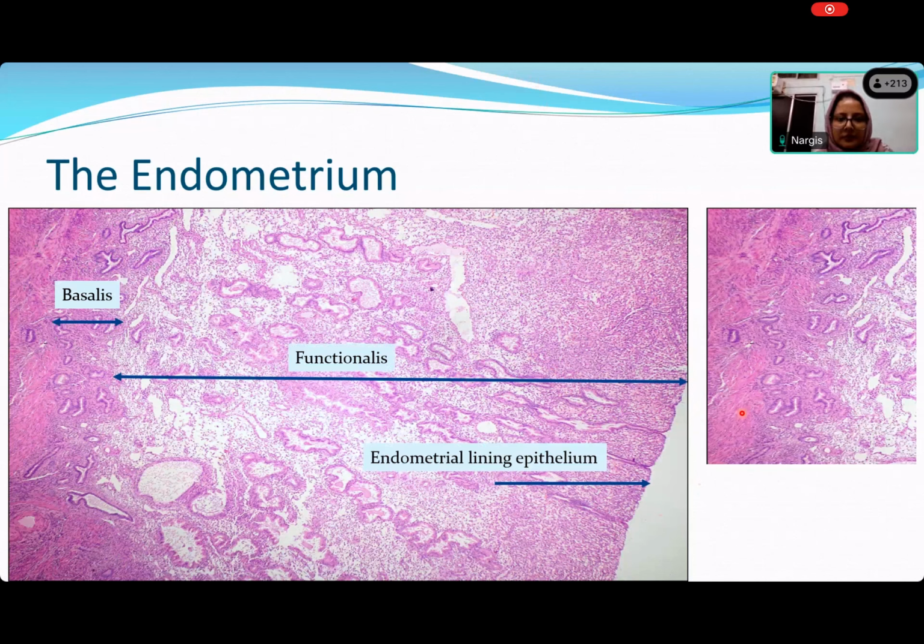That's the endometrial lining, and here is the basalis. Now, I just want you to look at the basalis. Most of the time you see the functionalis, so you see secretory phase endometrium, you see proliferative phase endometrium, and just look at the glands of the basalis.